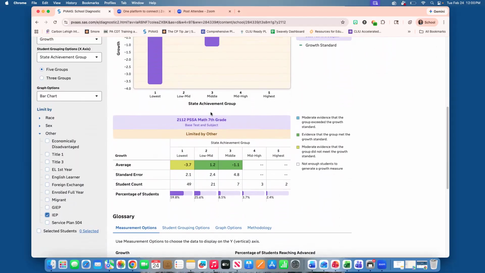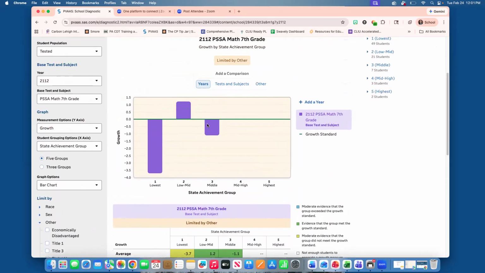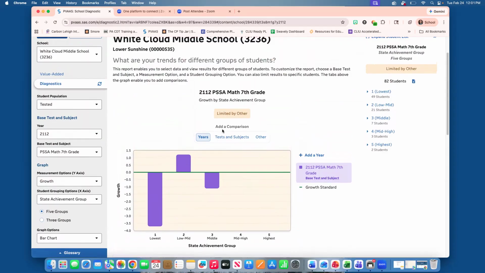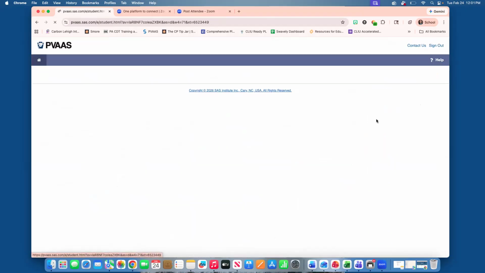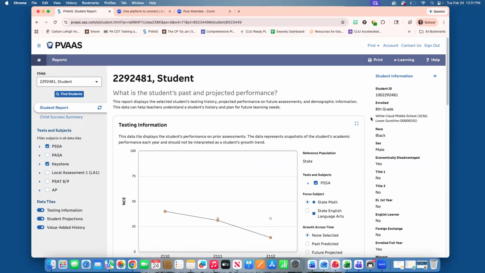If you're wondering who these students are, you can see that there's a student count. So the lowest had 49 students, my low mid had 21, my middle had 7. But if I want to drill a bit deeper, on the right-hand side, I can click on this blue option here. And once I click on the down arrow button, it's going to show me all of the student names and which group they were in. And when I click on that student, it's going to take me to their own student report. So that was the diagnostic report.